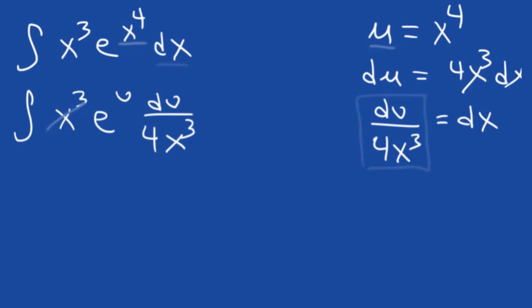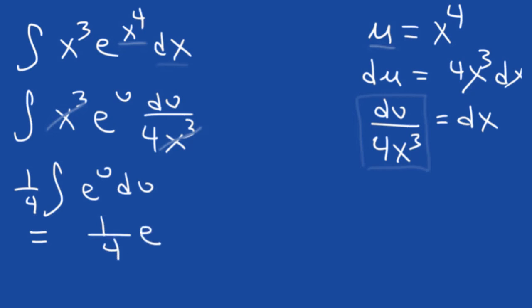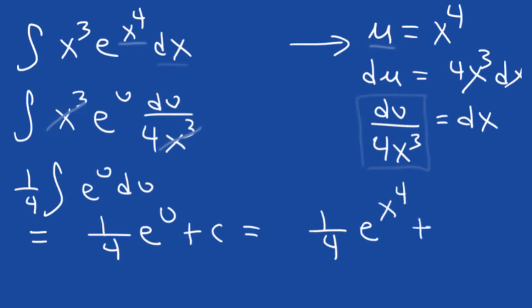So x cubed will cancel, which is good, and the 4 we can move to the front because it is in the bottom of the fraction. It is 1 over 4. Now the antiderivative of e to the u is simply e to the u. So the antiderivative is 1/4 e to the u plus c, and now let's replace u with x to the fourth. So this is the final answer: 1/4 e raised to the x to the fourth plus c, and that's it.